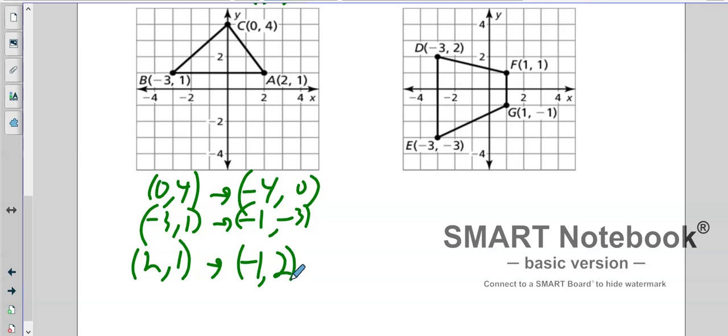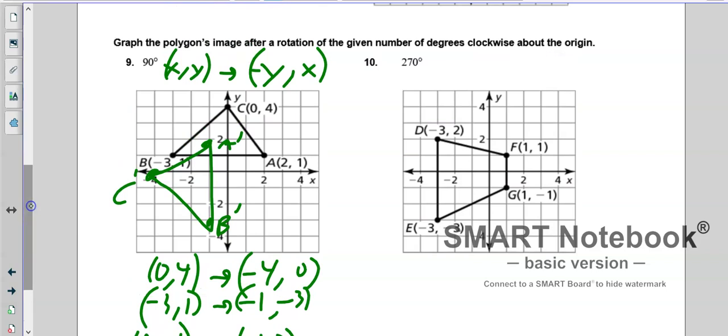And now I just graph it. So 0, 4. No, my bad, I'm looking at the wrong one. -4, 0 is right here. -1, -3 is right here. And -1, 2 is right here. Okay? So this is B prime right here. This is C prime right here. And this is A prime right there. Okay. Now this next one is 270.